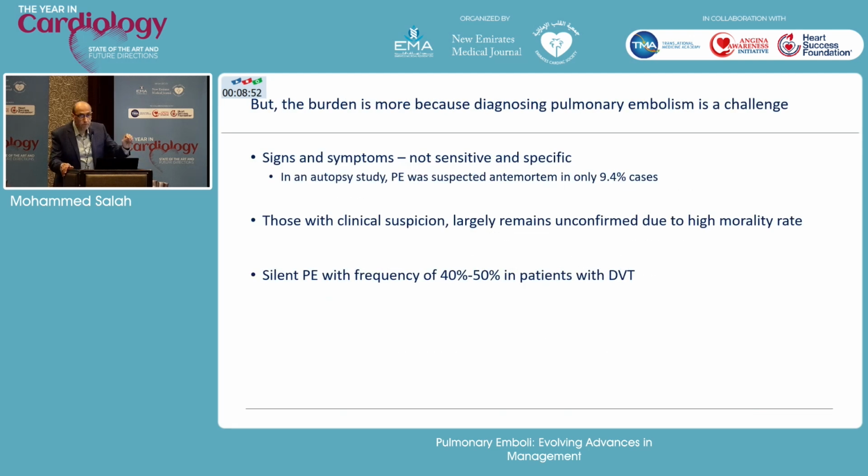But the problem of pulmonary embolism is the burden and the challenge in diagnosis, because usually pulmonary embolism, most of the time, you get it by exclusion. And those with clinical suspicion largely remain unconfirmed, due to the high mortality rate. And silent pulmonary embolism, with a frequency of 40 to 50%, occurs in patients with DVT.